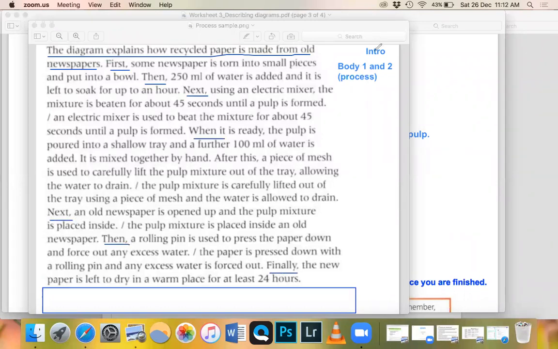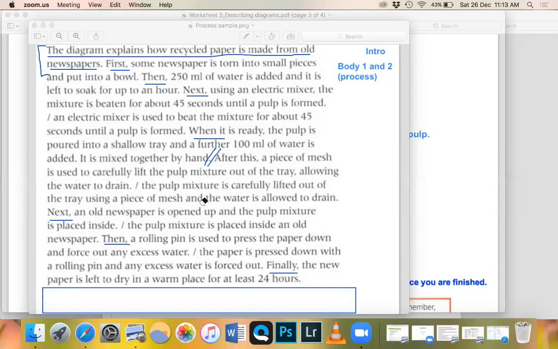Okay, so we start with our introduction paragraph, and then we have our body 1 and body 2, which describes the process. So this should be one paragraph. This, you could divide it into 2 paragraphs. So maybe you would start a new paragraph over here. Okay, so this could be your paragraph 2, your body 2. Right, so we have introduction paragraph, we have body 1, and we have body 2.